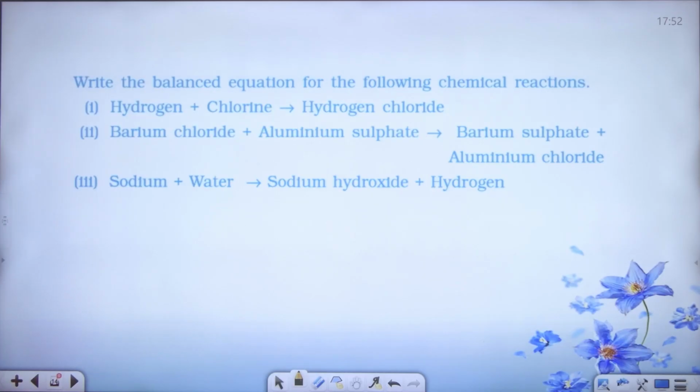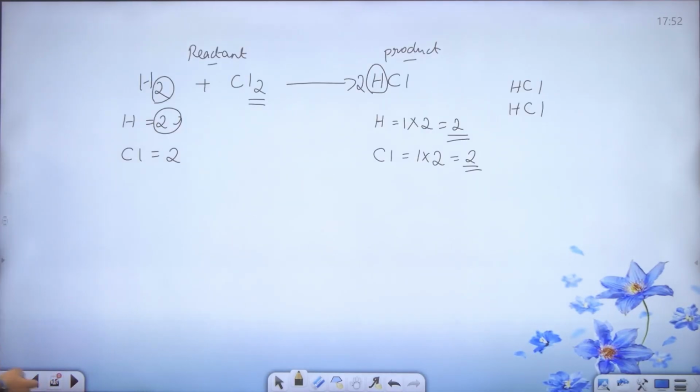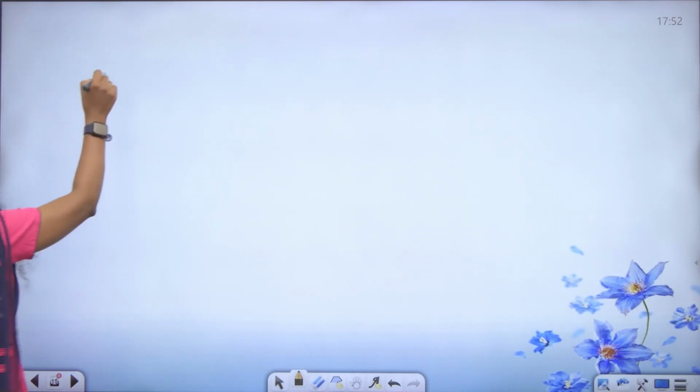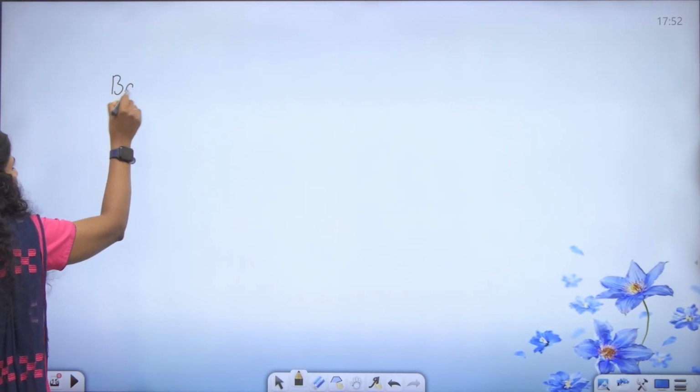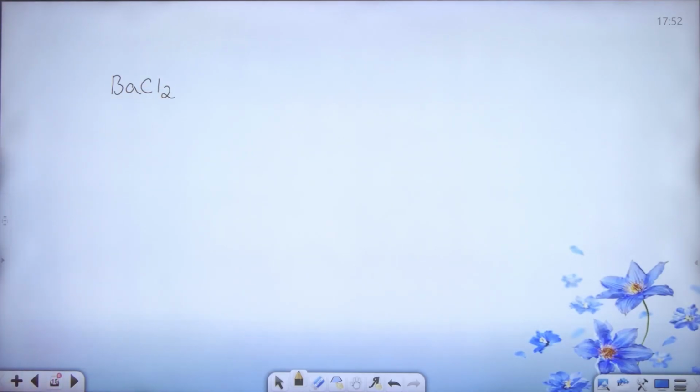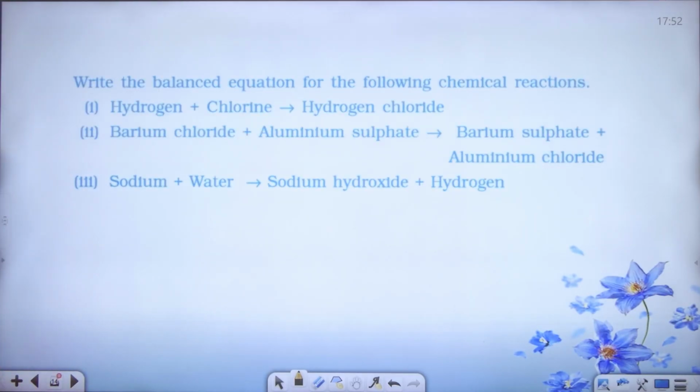Then, next question. Barium chloride reacts with aluminium sulfate. The chemical formula of barium chloride is BaCl2.